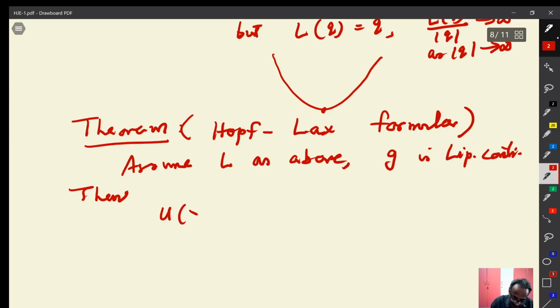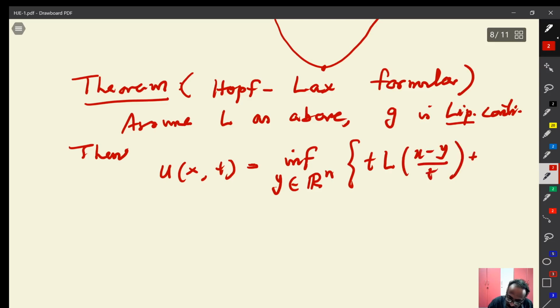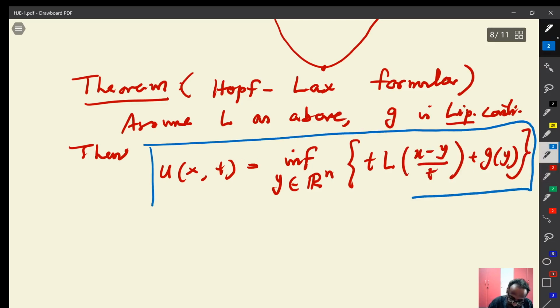Then u can be given by a formula: u of x, t is equal to the infimum over y in R^n of t times L of (x minus y) by t, plus G of y. At present, G Lipschitz continuity may not be necessary, just continuity will do, but since we are working with Lipschitz continuity, we are assuming it. You see, so you have your solution, and this is called the Hopf-Lax formula.